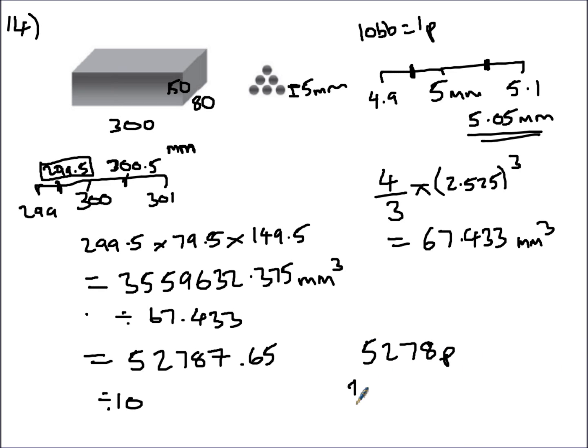Divide that by 100, that gives you how many pounds. And he bought it for £50. So if we take the £50 off, then he's made £2.78 profit.